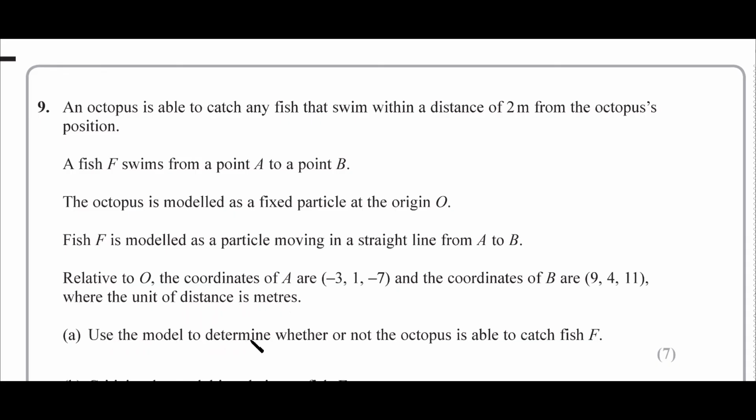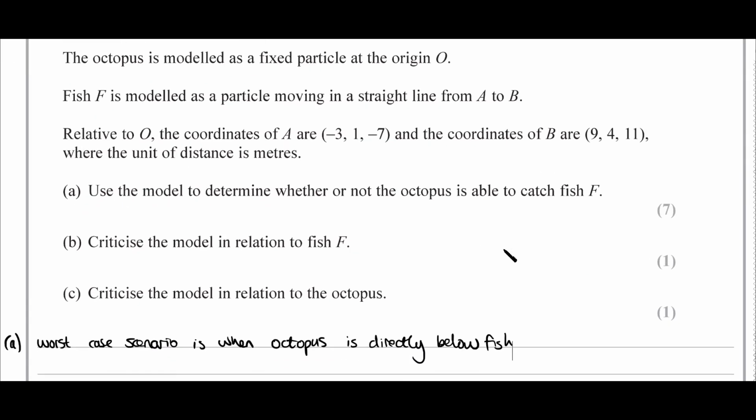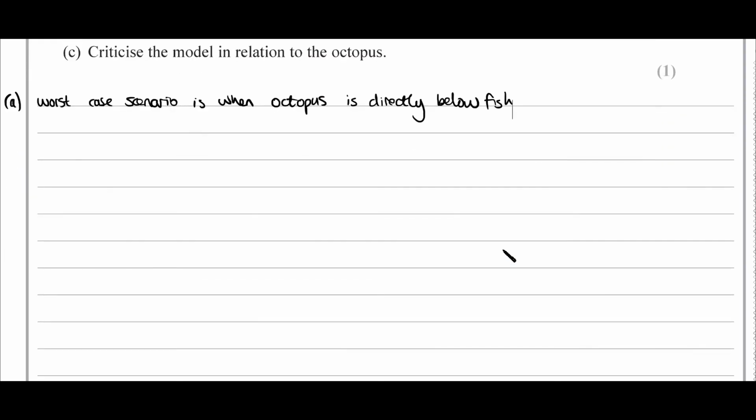For part A, we have to use the model to determine whether or not the octopus is able to catch the fish. The worst case scenario for the fish is when the octopus is directly below F. If you've got your fish and the octopus is directly below it, that will be the shortest distance between them. Essentially, we need to find out if the distance between the octopus and the fish is less than 2 meters. It's quite complicated to think about this question. If over here you've got your points A and B, let's just draw a line.